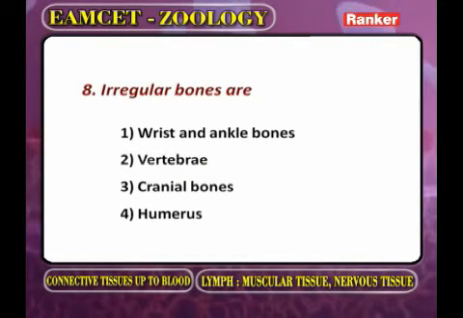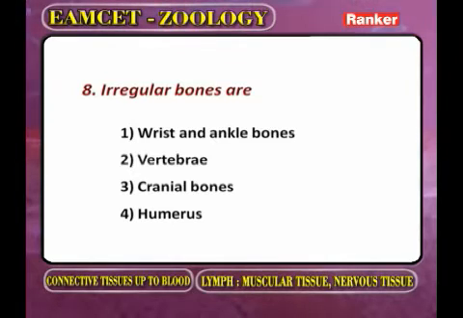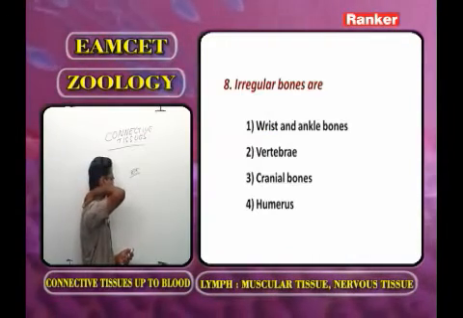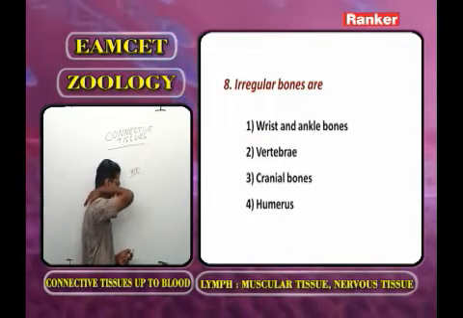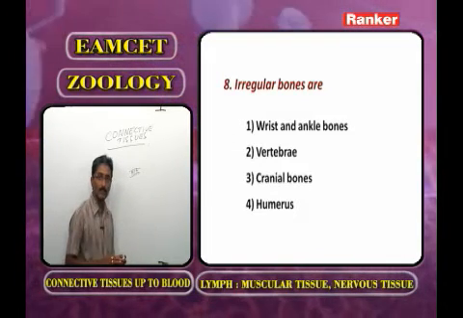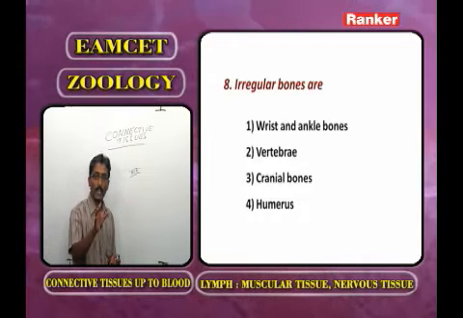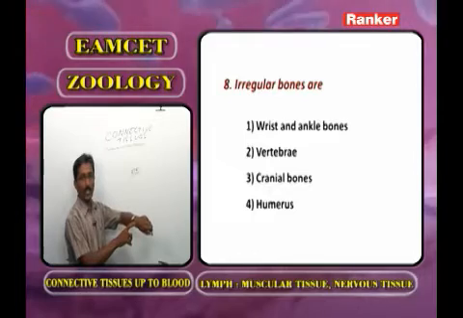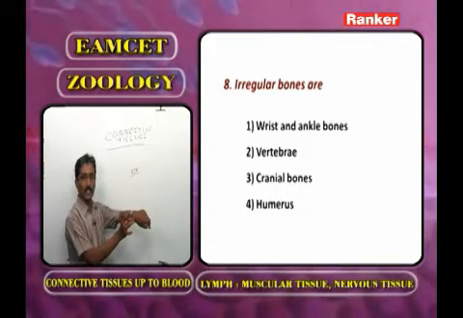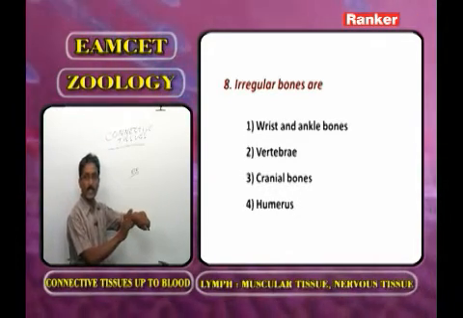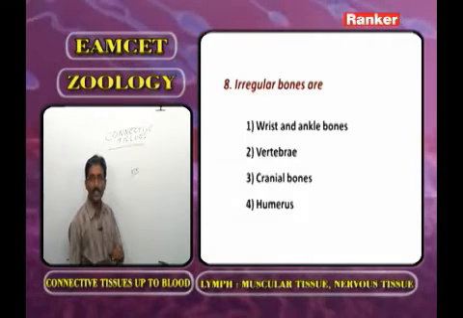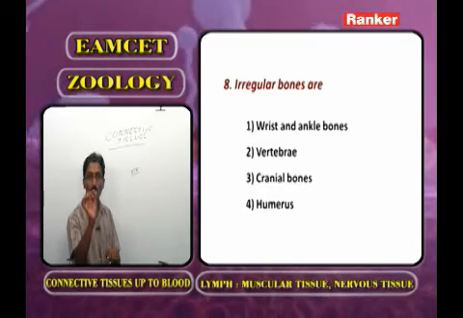Irregular bones are. First you have to observe the answers. Wrist and ankle bones, vertebrae, cranial bones, and humerus. Now as we observe the dorsal side of the body, what is present? The vertebral column. In the vertebral column, what type of bones are present? Vertebrae. The vertebrae present in the vertebral column are irregular shaped bones. Now this part we call the wrist. The bones present in the wrist are short bones. In the same way, in the ankle also the bones are short bones.